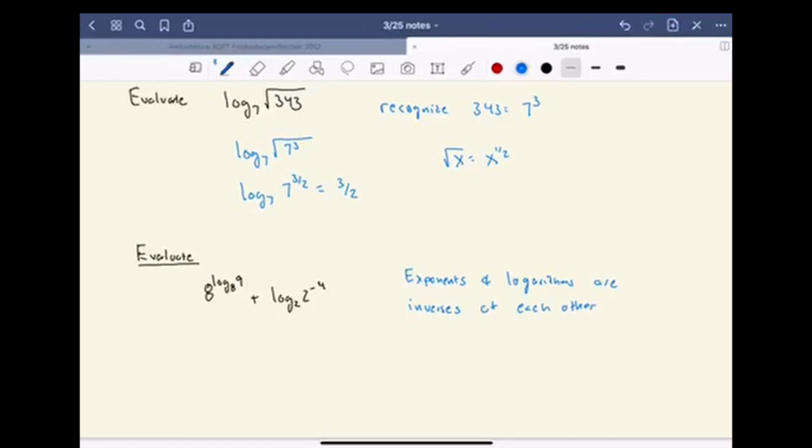Okay, so this expression reduces to 9. Okay, the 8 raised to the log base 8 undoes itself. Plus, this expression reduces to just negative 4 because the log base 2 and the 2 to the negative 4 undo each other. And so you get 5.